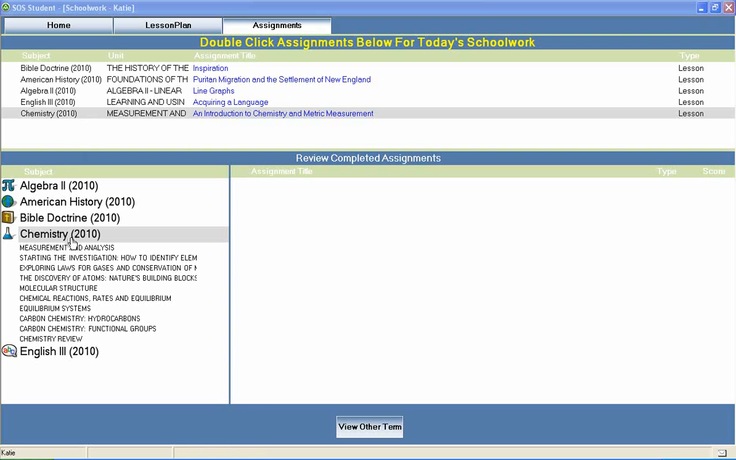Switched On Schoolhouse Chemistry is a high school science course typically included in an 11th grade course of study. Units include measurement and analysis, exploring laws for gases and conservation of mass, molecular structure, equilibrium systems, carbon chemistry, functional groups, and much more. Now let's take a look at a chemistry lesson to see how concepts like these are covered.